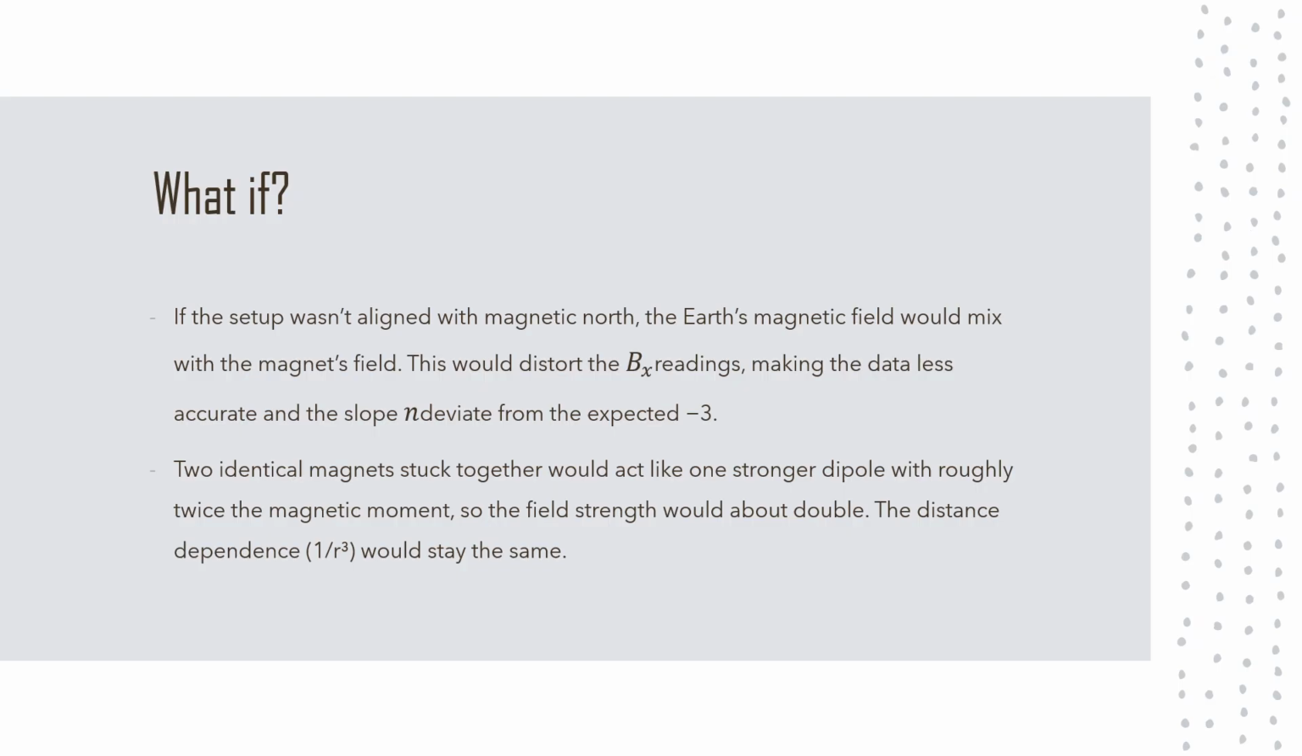If the setup wasn't aligned with magnetic north, the Earth's magnetic field would mix with the magnet's field. This would distort the Bx readings, making the data less accurate, and likely the slope deviates from the expected -3.